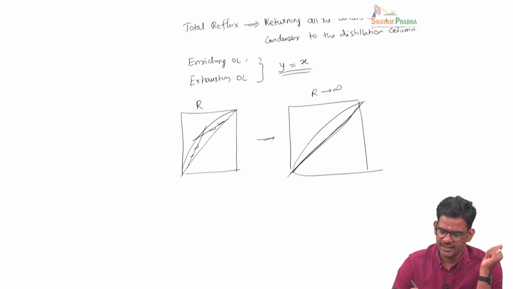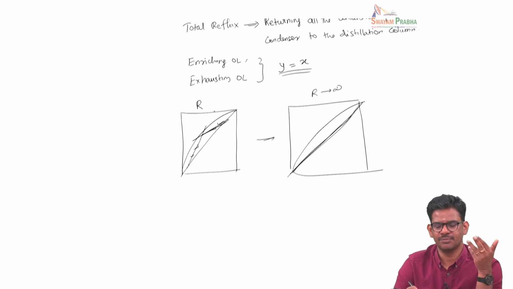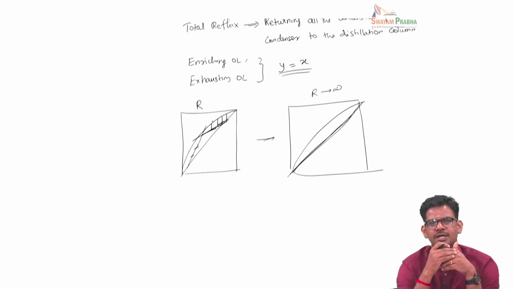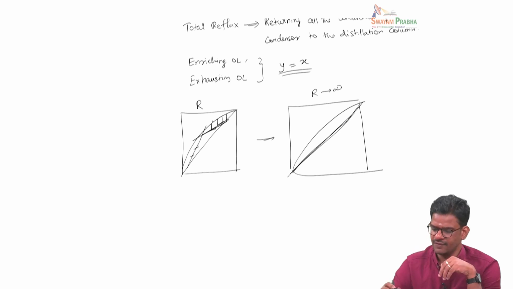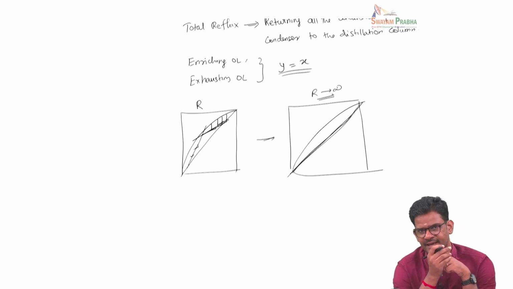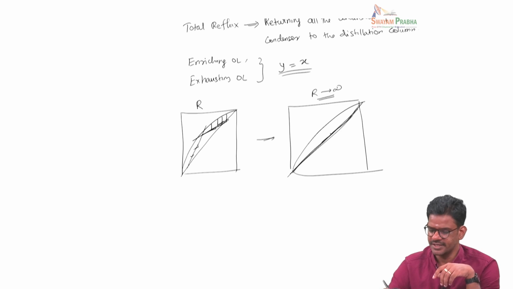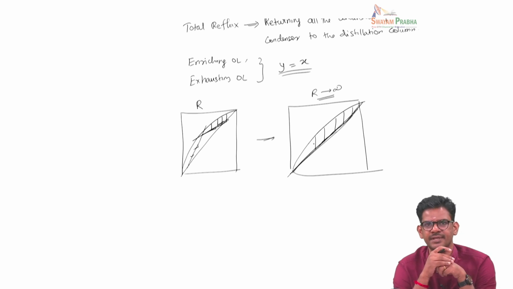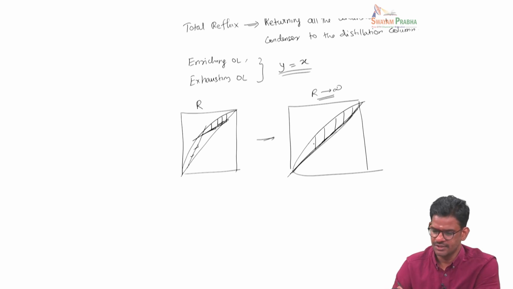If you look at this particular finite value of reflux ratio, the driving force for the mass transfer is these concentration differences between the equilibrium line and the operating line. But when we operate under total reflux, the operating line coincides with the 45-degree line, and then we have the maximum driving force available for mass transfer. So total reflux will lead to the minimum number of stages.